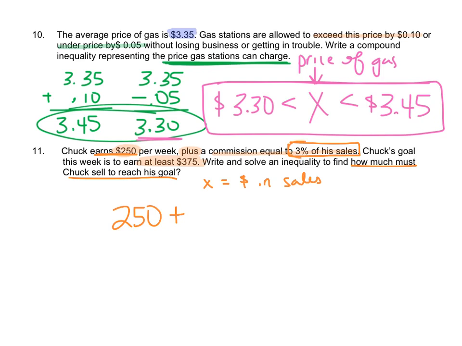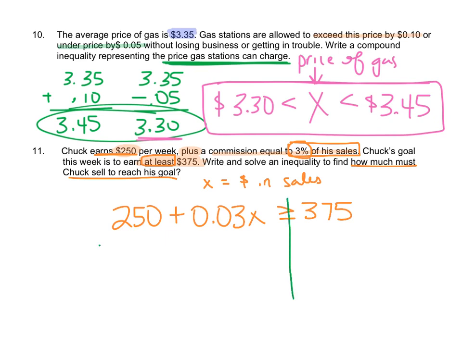And 3% is going to have to be changed to decimal. 0.03 times how much he sells. That's how much his commission will be. And it has to be at least. How much money he takes home has to be more or equal to $375. So right there in orange, we have our inequality. And now we actually have to solve this.